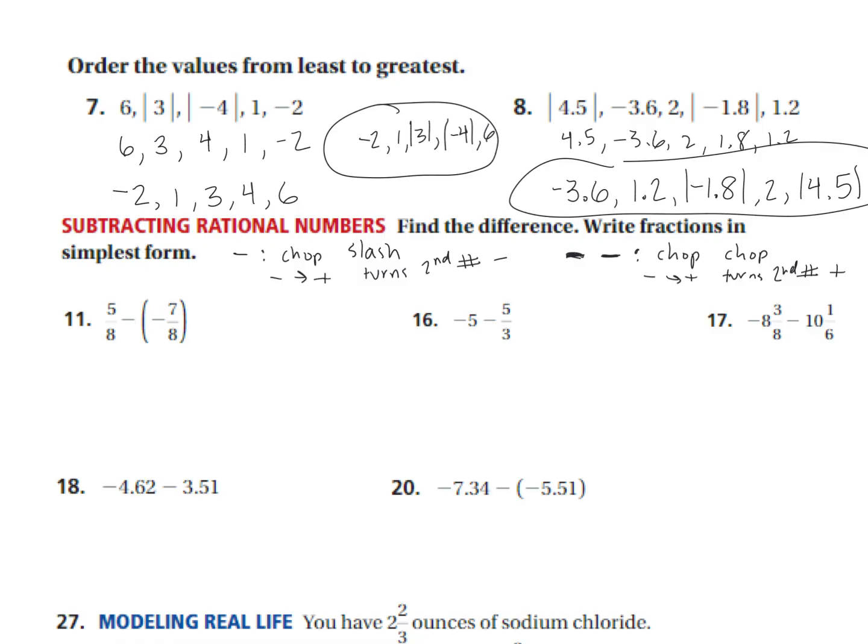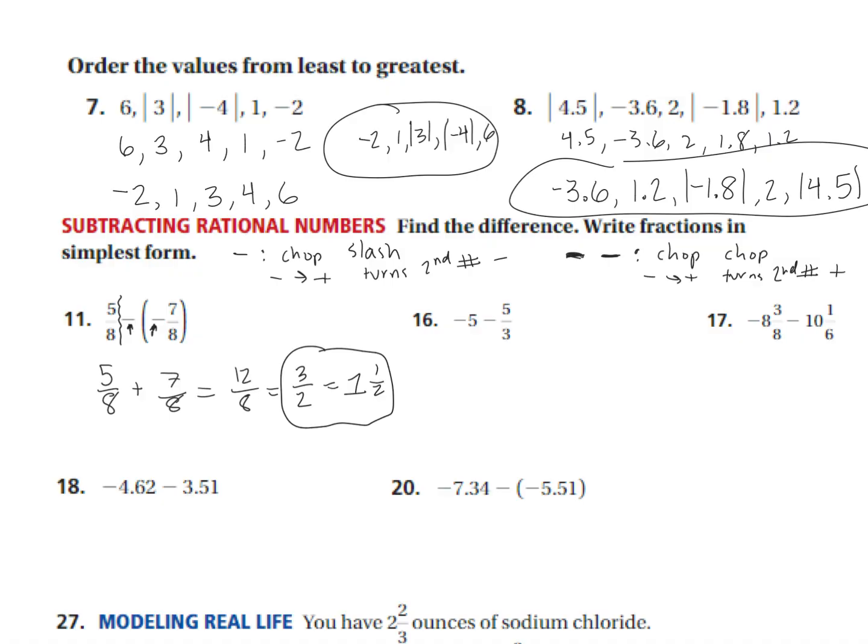Okay, so number 11. Again, I like to draw this little line here that says don't touch the first number. That one stays. After that line, I see there's 2 minus signs, so I know this is a chop-chop situation. 5/8 is going to turn into plus positive 7/8. Okay, I have common denominators, so I'm good to go. I get 12 over 8, which could simplify down to 3 over 2. Okay, 3 over 2 works, or we can say 1 and 1/2.